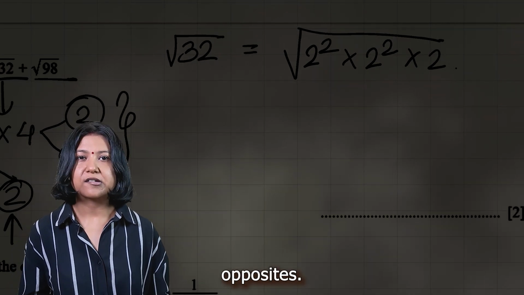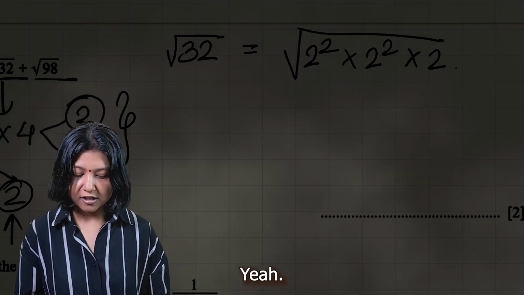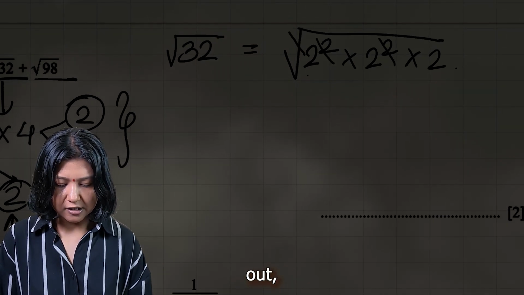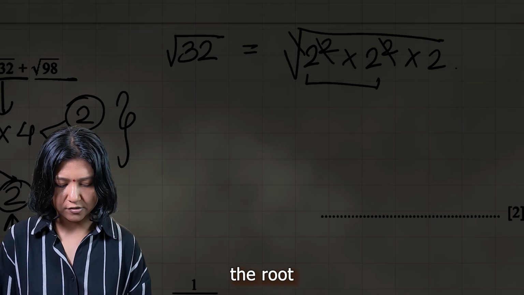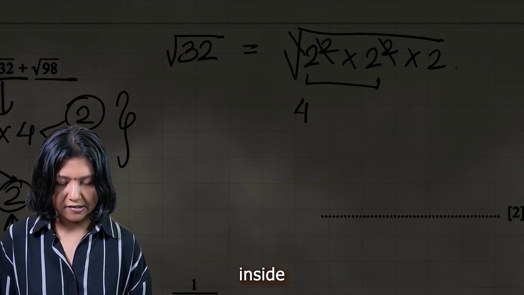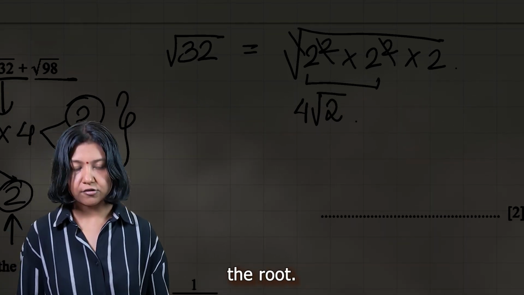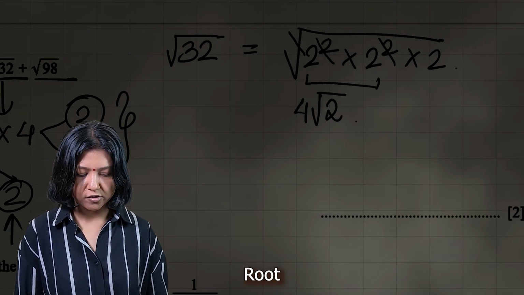The reason why I told you to write in squares is because square and roots are opposites. They are reciprocals, they cancel out each other. So square and root cancel out, giving you 2 of the numbers outside the root. 2 times 2, 4. And inside the root you still have a 2, so the number becomes 4 root 2.